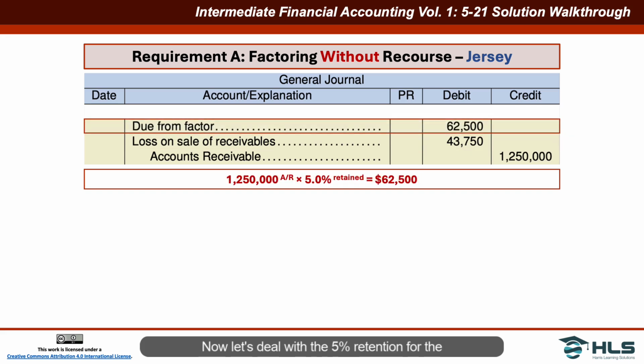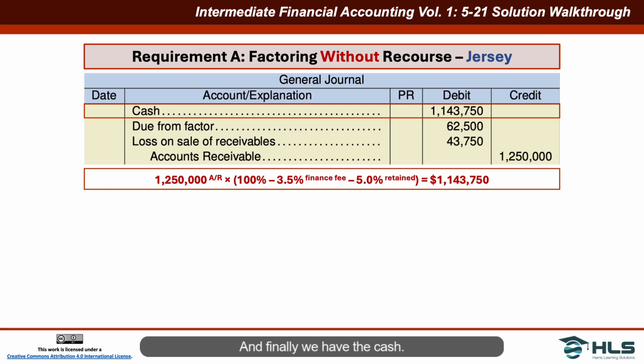Now let's deal with the 5% retention for the estimated sales returns and allowances. So 5% of $1.25 million is $62,500, and Jersey will debit a due from factor account for that amount, which means that if from the receivables sold, there are no additional sales returns and allowances, the factor will pay this amount, or some lesser amount if there are returns or allowances back to the company in the future.